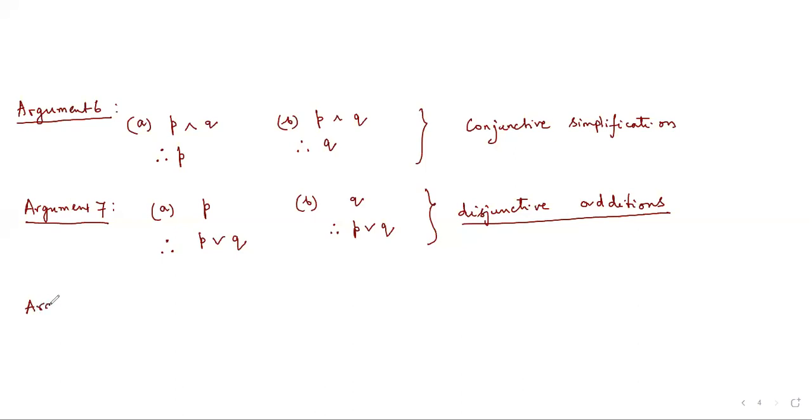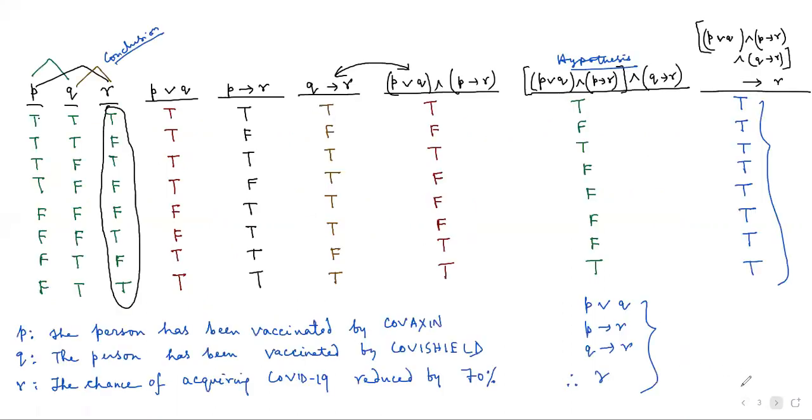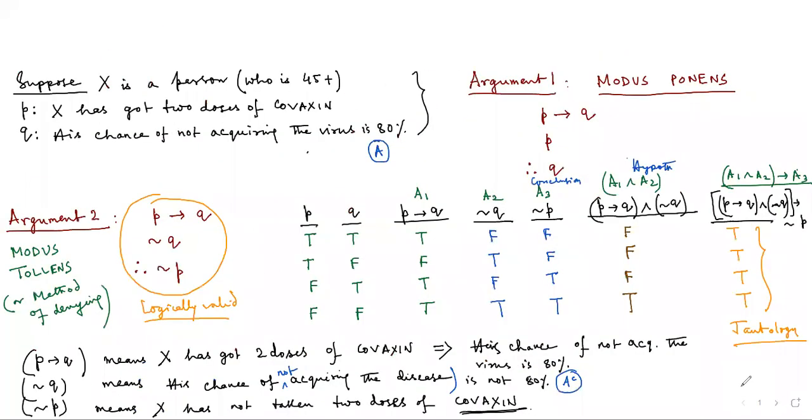And lastly, we have argument 8, which goes like this. If we have statement P and we have statement Q, the conclusion is P and Q. This is called conjunctive addition. These are the last three arguments, arguments 6, 7, and 8. These are simple sets of arguments, and without making the truth table of that, we can very well say directly that yes, this is going to happen.